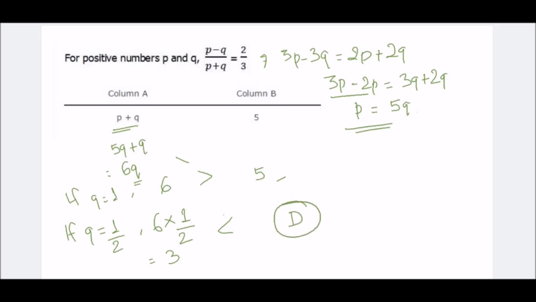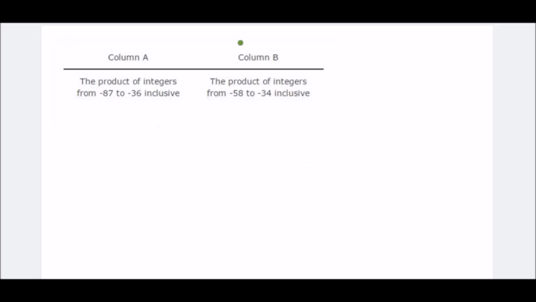So now move on to the next question. Here no instruction is given, just column A and column B. So be careful about it. See, the product of integers from minus 87 to minus 36 inclusive, and the product of integers from minus 58 to minus 34 inclusive. It looks like a very difficult question, right? We have to multiply the values? No, we have to follow the easy method here.